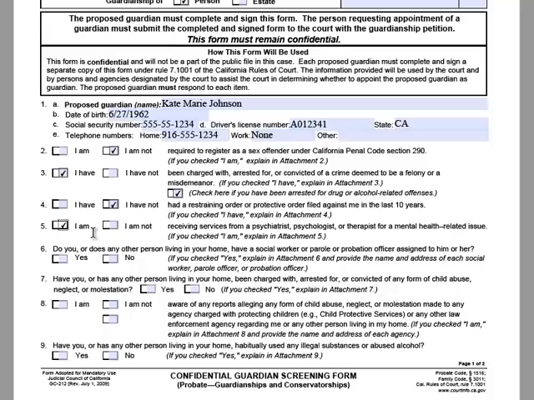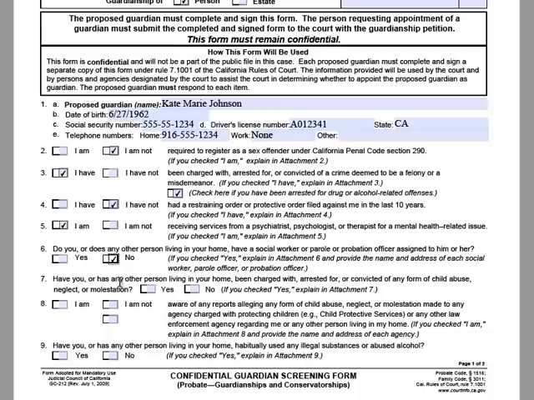6. Do I or any other person living in my home have a social worker, parole, or probation officer assigned to him or her? No. 7. Have you or has any other person living in your home been charged with, arrested for, or convicted of any form of child abuse, neglect, or molestation? Wouldn't this have been covered in paragraph 3? It would have been if it were you, in which case the information in the attachment would likely be repeated, but this also covers any other person living in your home. If I had to check yes to this, how would I explain it away? I don't know. It would depend on your specific circumstances, but it might be hard.